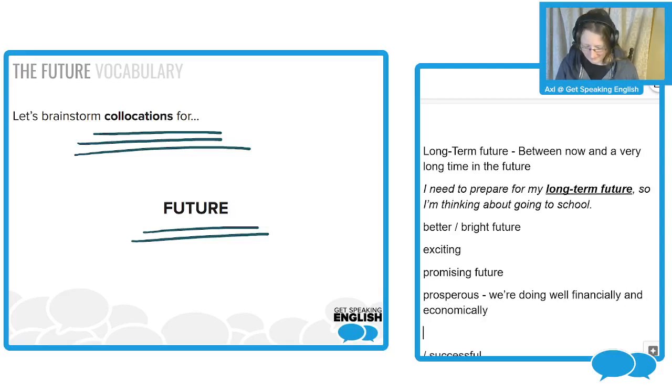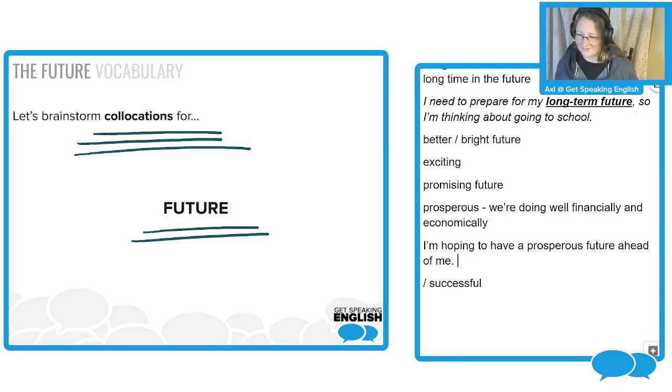So, for example, I'm hoping to have a prosperous future ahead of me. So a future that's going to have lots of money, where I'll be really great financially, economically, and doing really well. Also promising future, again, where I have success, right? Doing really well. Exciting, obviously, if we're talking about an exciting future, that means that it's maybe interesting or full of surprises, right?